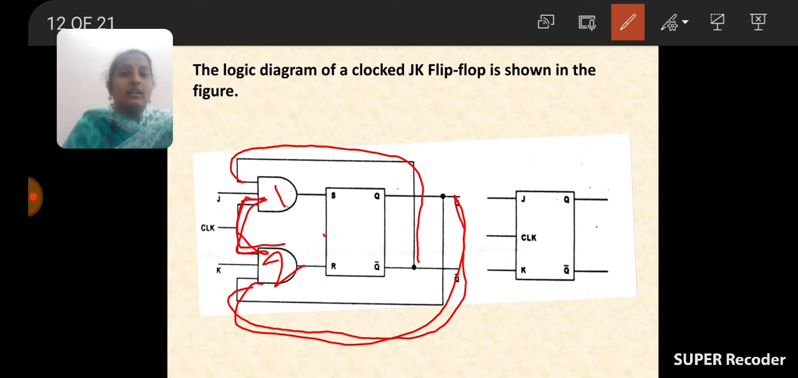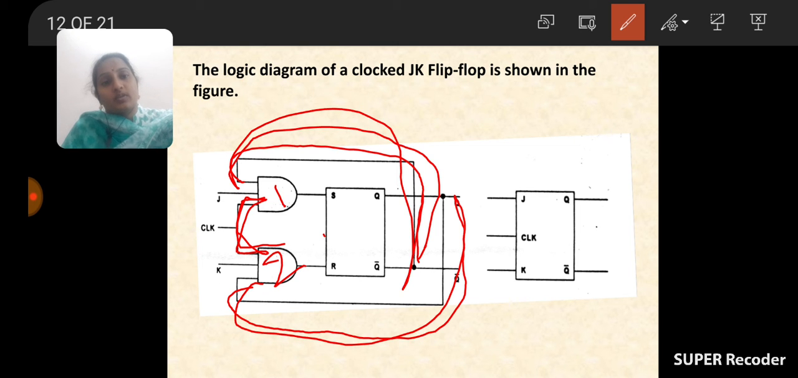So finally, the two AND gates have three inputs. One is the clock pulse, which is common for both gates. The other two are the main inputs, J and K. The third input for the two AND gates comes from the output of the next stage. Is it clear? It means the output is connected back to the input.